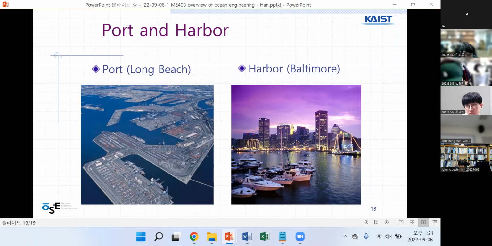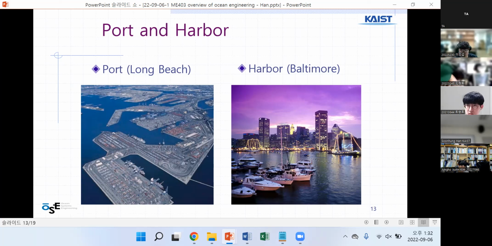So, can you guess how many ships can be served in this area? Many, more than 10 or 20. Now, the right-hand side is Baltimore. Baltimore is on the east coast of the United States. But this one has a very long history and looks smaller than this one. It's small.